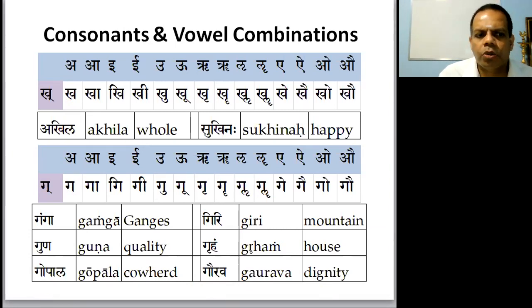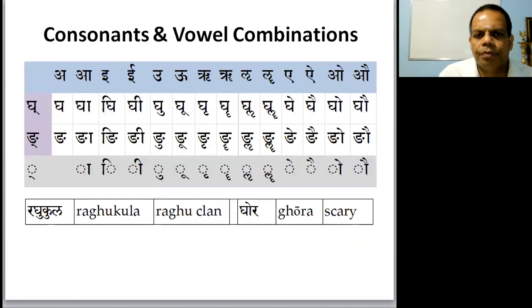So this is the fourth letter in the Ka Varga. I'm going to read the fourth and fifth ones. I will go over them and you can repeat along.